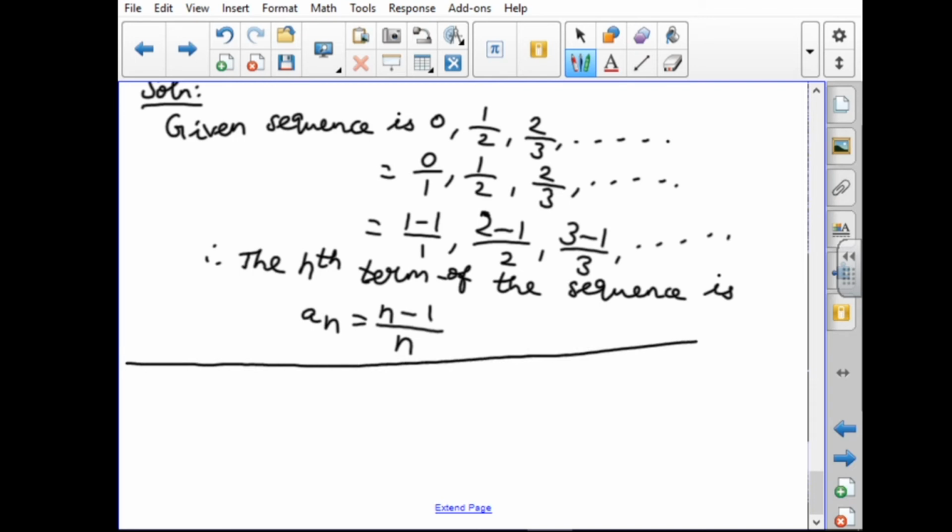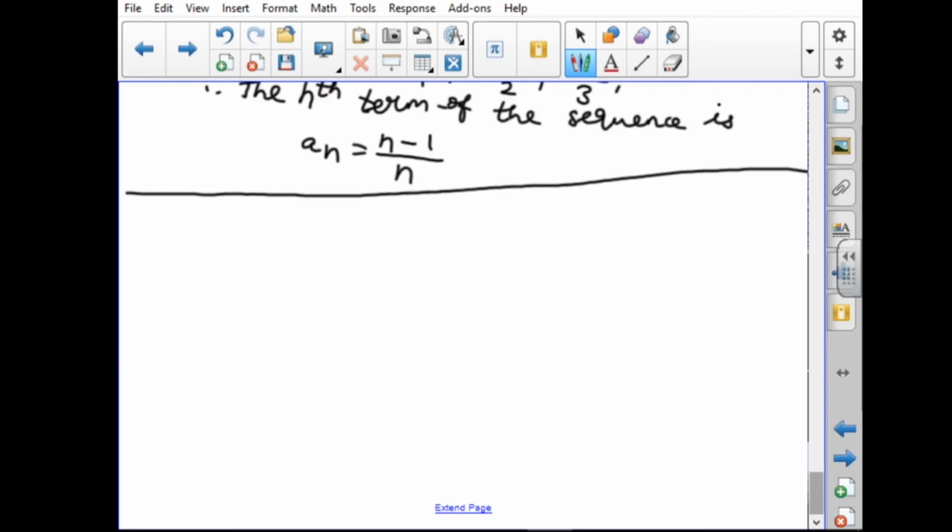The third one. They have given 3, 8, 13, 18. 3, 8, 13, 18 like that.